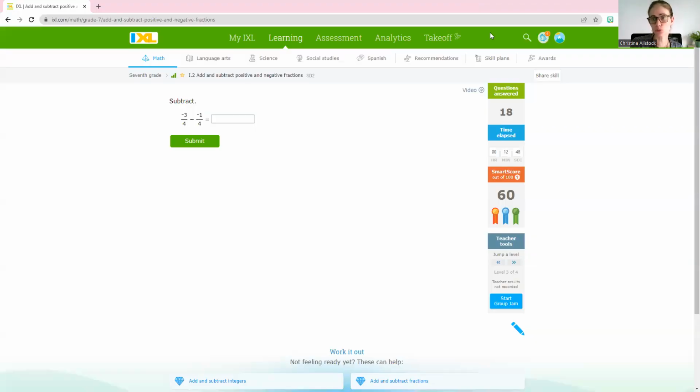All right, let's do 2 more questions together. So our question here is negative 3/4 minus negative 1/4. So I see that I have a subtraction problem. I'm going to rewrite that as adding the opposite. Negative 3/4 plus the opposite of negative 1/4 is a positive 1/4. In this case, I'm back to having like denominators, so I don't need to do that extra step.